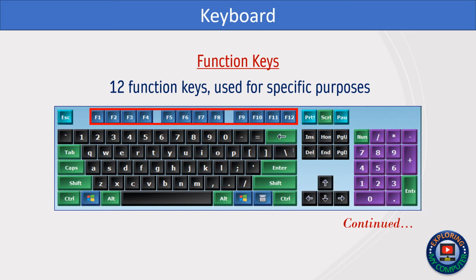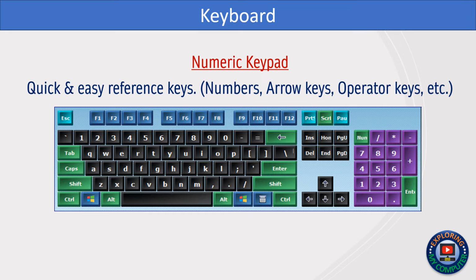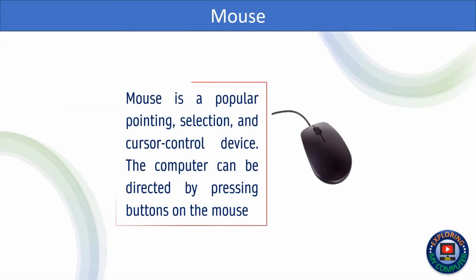12 function keys are used for specific purposes. Numeric keypad: these are quick and easy reference keys. Examples: numbers, arrow keys, operator keys, etc. The mouse is a popular pointing, selection, and cursor control device. The computer can be directed by pressing buttons on the mouse.